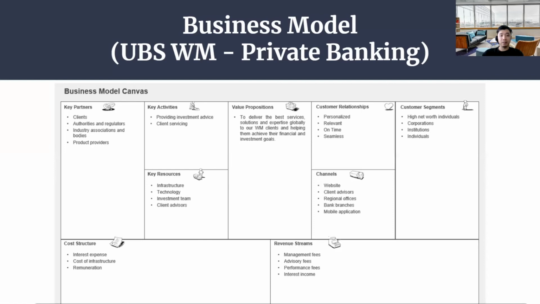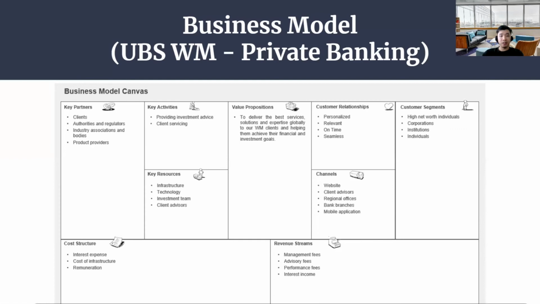Next, in terms of key partners, it will be our clients, the authorities and regulators such as MAS, where we need to ensure that we comply with the guidelines and regulations set out by them, industry associations and bodies, as well as the product providers. After looking at our key activities and partners, we will then need to see what the key resources are needed to deliver our value proposition to our customer segments.